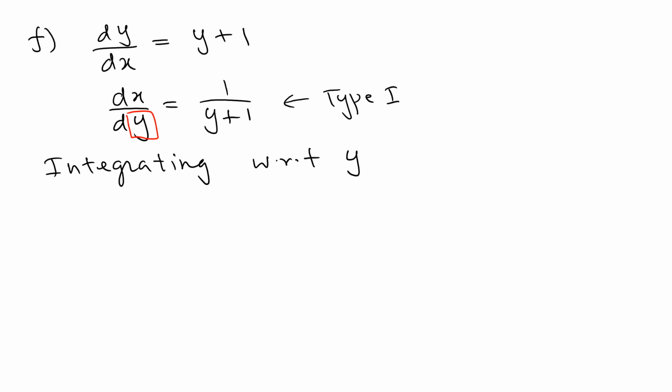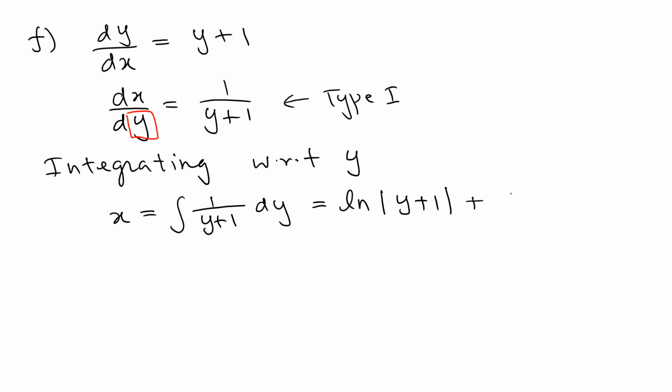We get x on this side, and on the other side the integral of 1 over y plus 1 dy, which is just the natural log, because we know that the derivative of ln(y plus 1) is 1 over y plus 1. You don't need substitution for this one. Just think backward: what has 1 over y plus 1 as its derivative? That is ln(y plus 1). That's the best way to think about problems like this. And we had a C1 here for a reason. Now you can see this is an implicit equation.